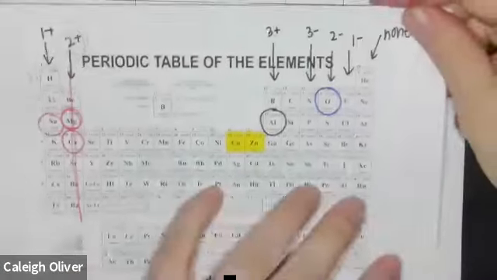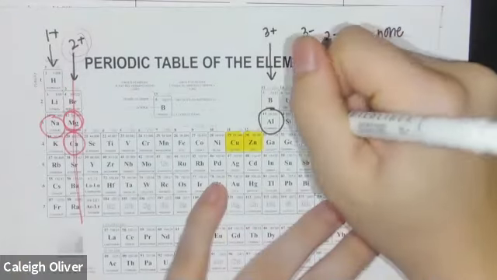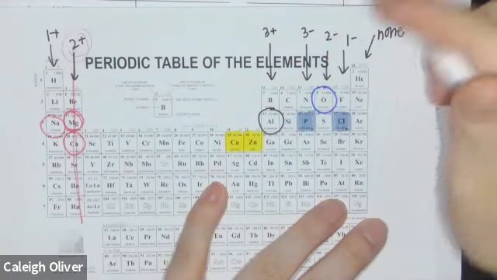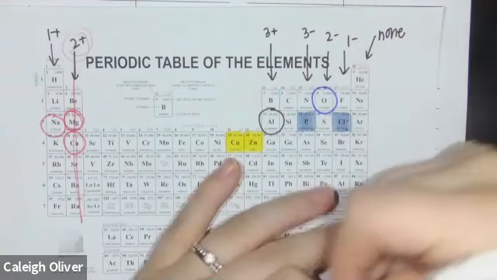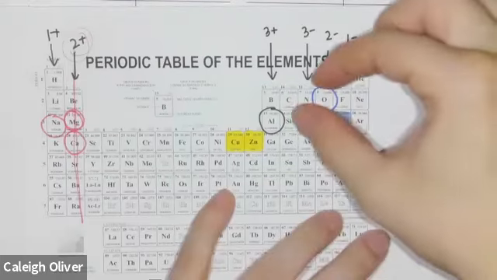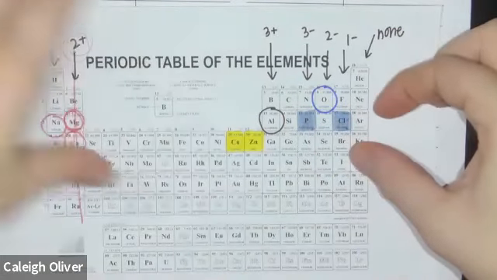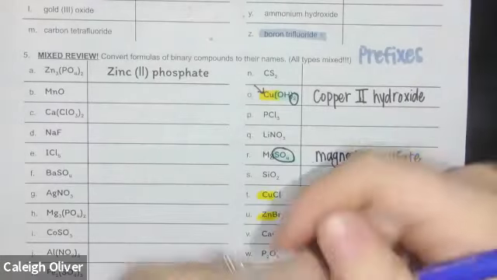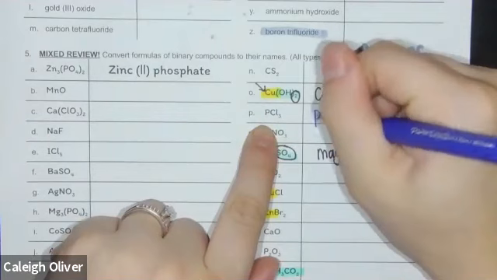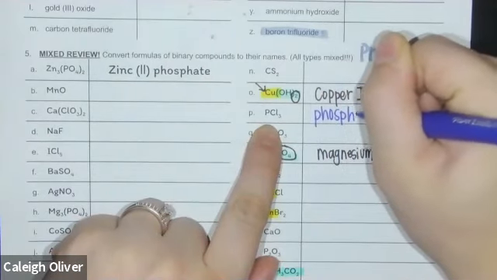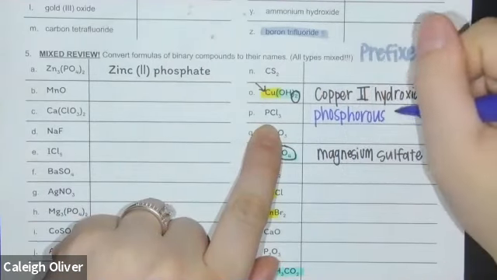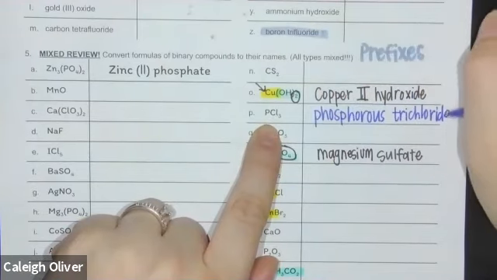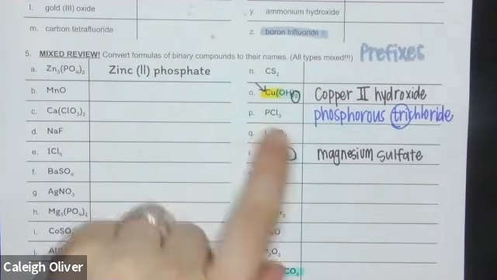PCl3. Both of those are nonmetals. They're in the triangle over here of nonmetals. Two nonmetals are covalent. Phosphorus chloride, I need that prefix.